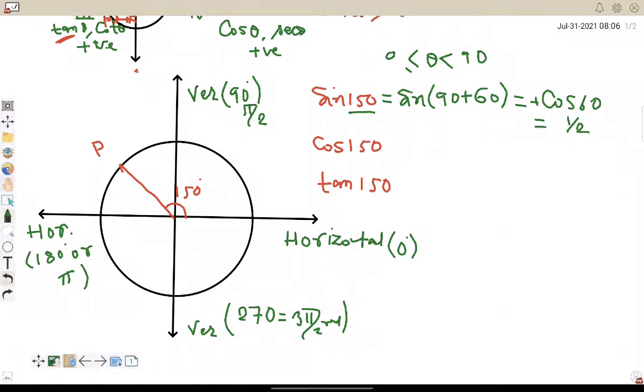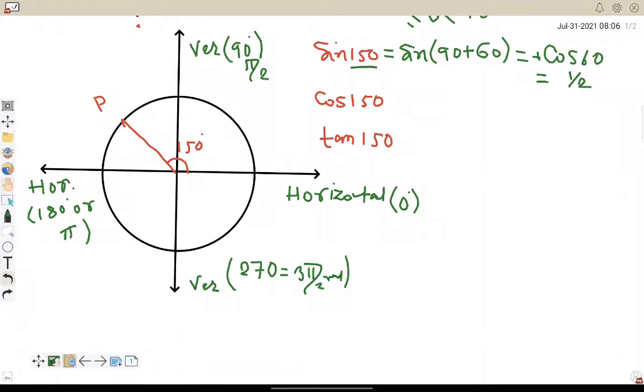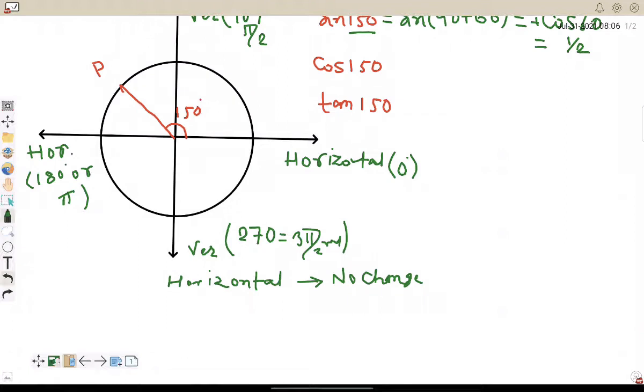One more thing, and this concept is very important. If we change about the horizontal line, horizontal line means like 360 plus theta, 180 plus theta, 180 minus theta, then no change. Means in trigonometric ratios, no change will be there. First thing is clear. But whenever we change with the vertical line, means pi upon 2 plus theta, pi upon 2 minus theta, 3 pi by 2 plus theta, 3 pi by 2 minus theta, I will write.